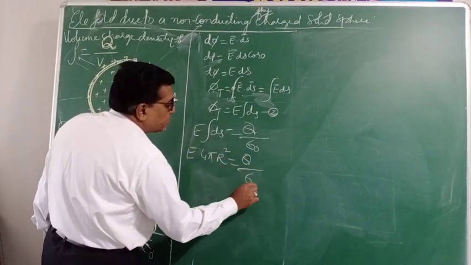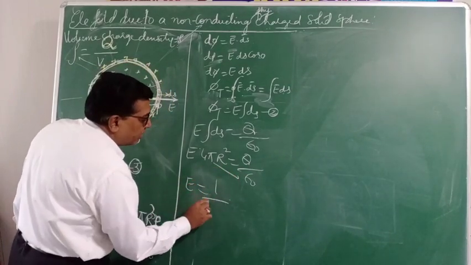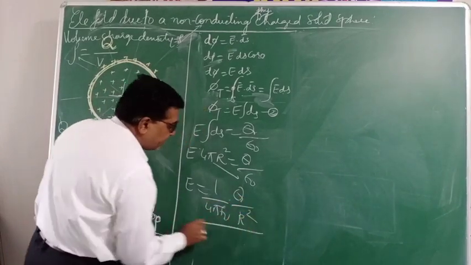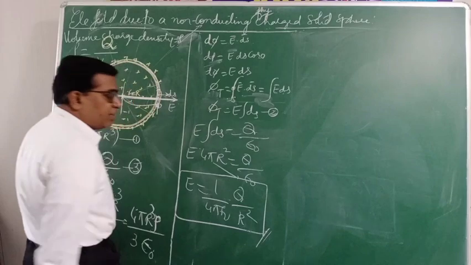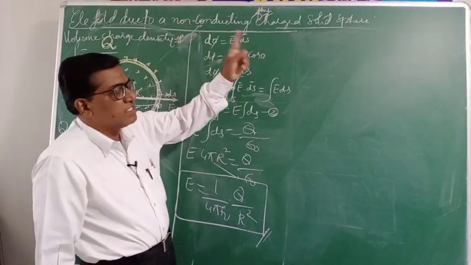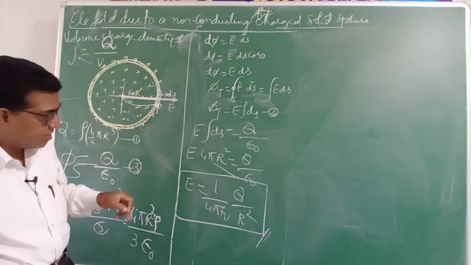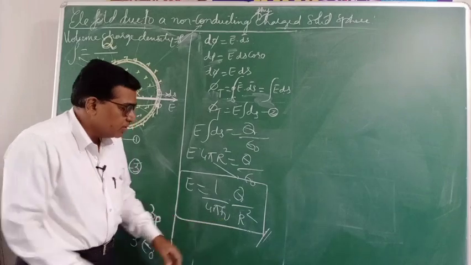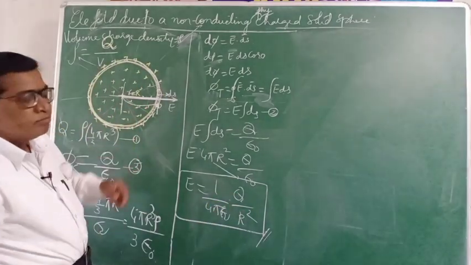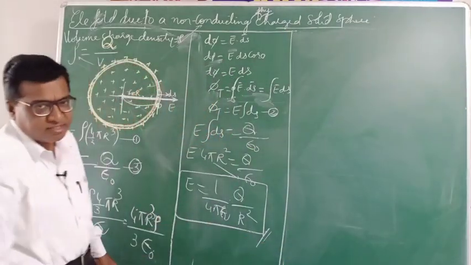It's q by epsilon naught. So taking this, E is equal to 1 by 4 pi epsilon naught q by r square. The electric field due to a charged non-conducting solid sphere at any point on the surface is 1 by 4 pi epsilon naught Q by R square, where Q is the total charge and R is the radius of the sphere, because on the surface the distance of the point is equal to the radius of the sphere.